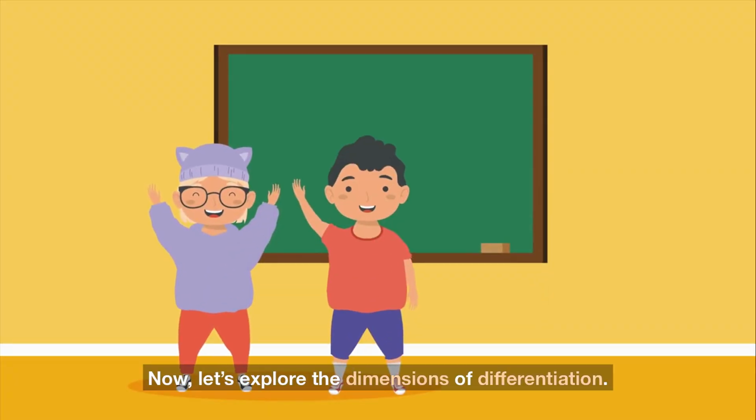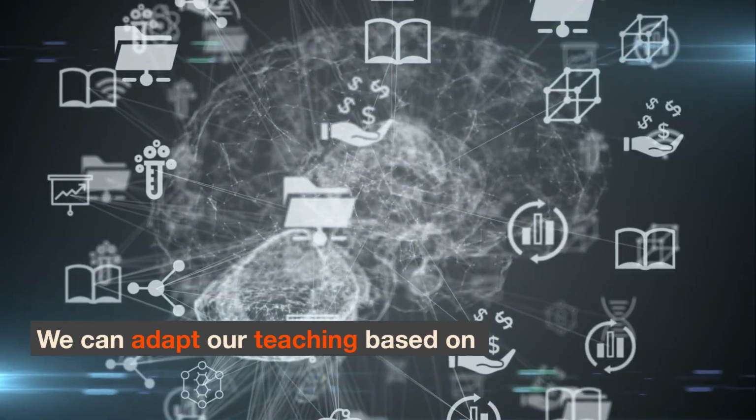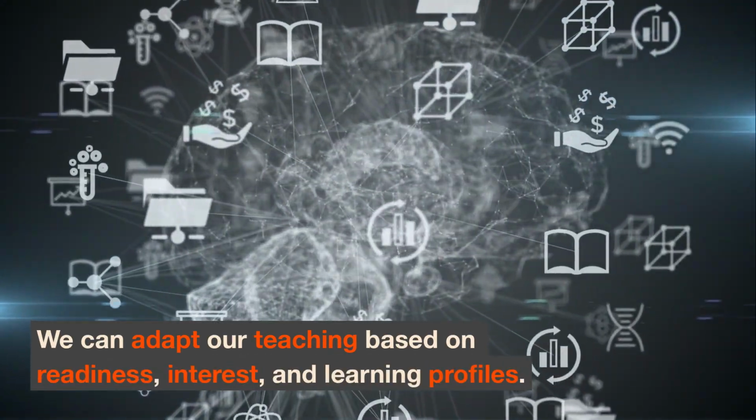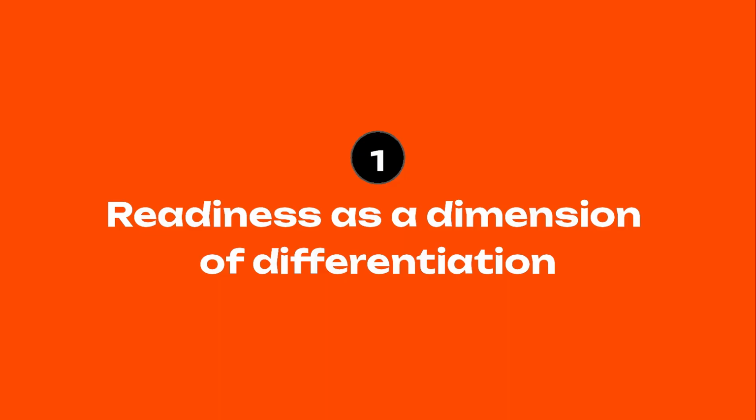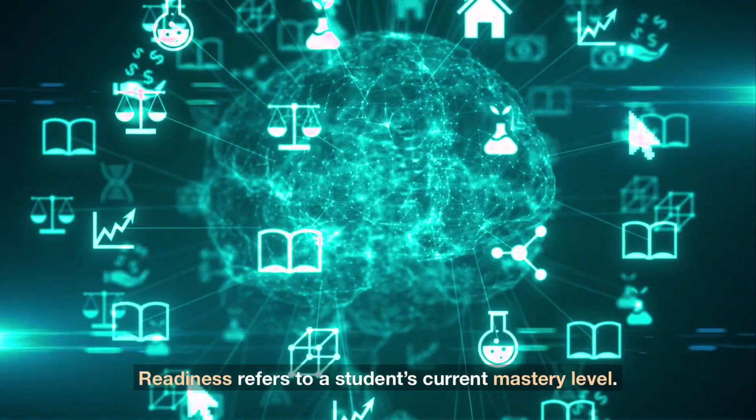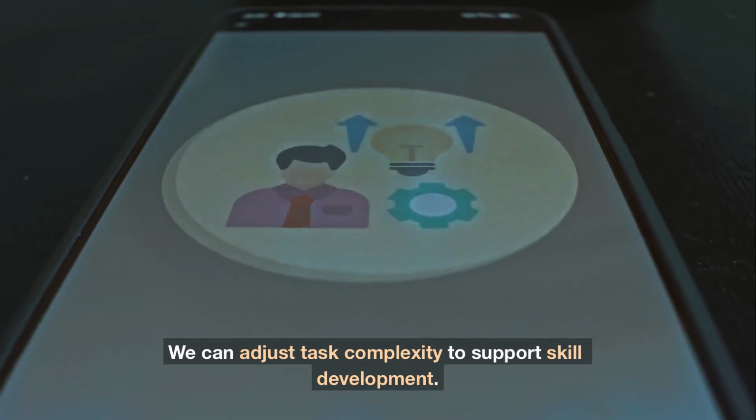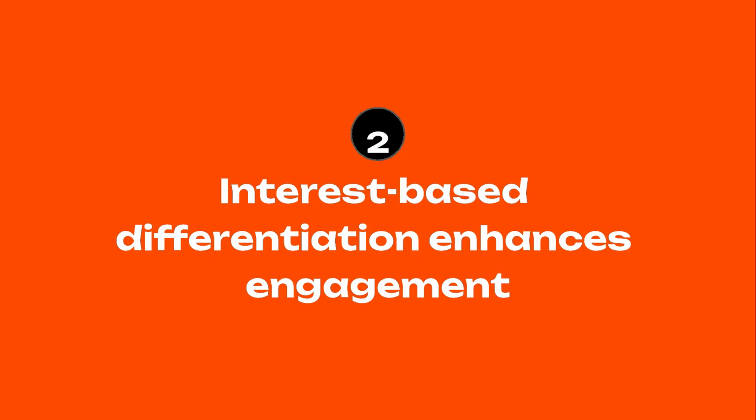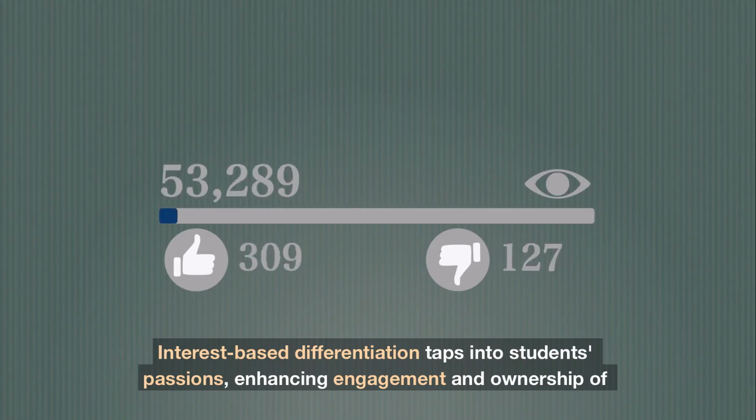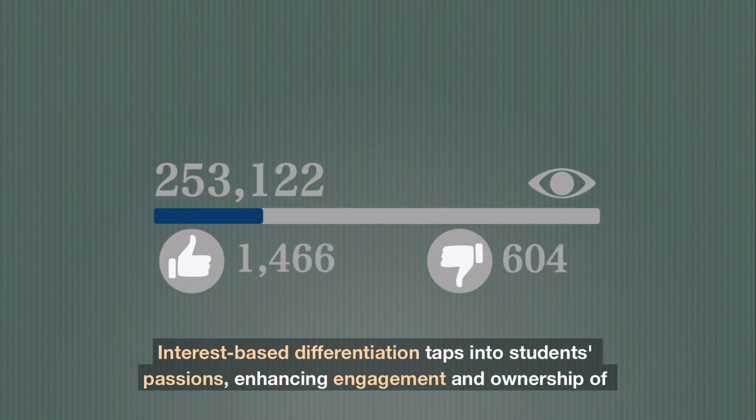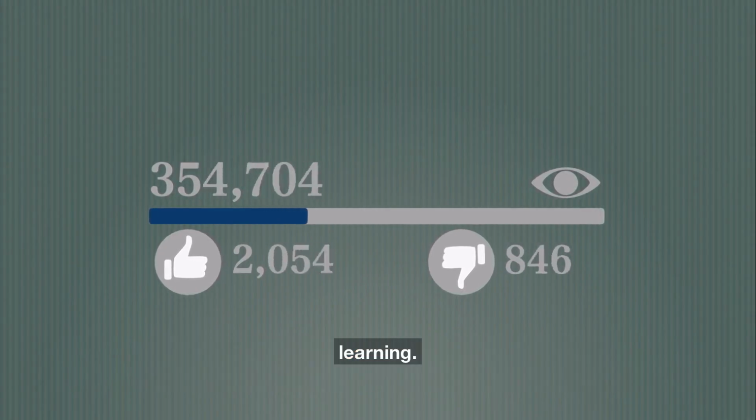Now, let's explore the dimensions of differentiation. We can adapt our teaching based on readiness, interest, and learning profiles. 1. Readiness refers to a student's current mastery level. We can adjust task complexity to support skill development. 2. Interest-based differentiation taps into students' passions, enhancing engagement and ownership of learning.